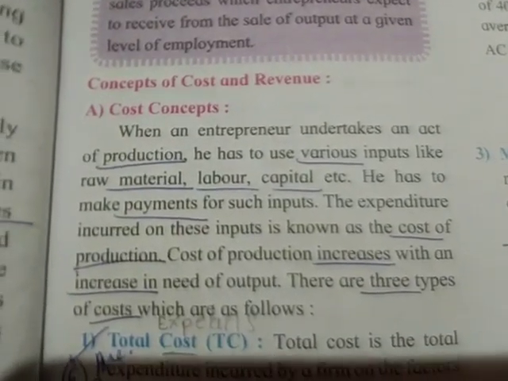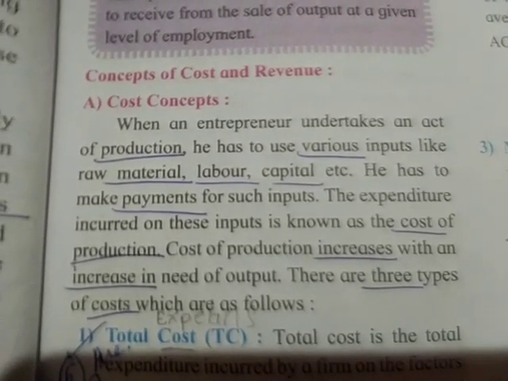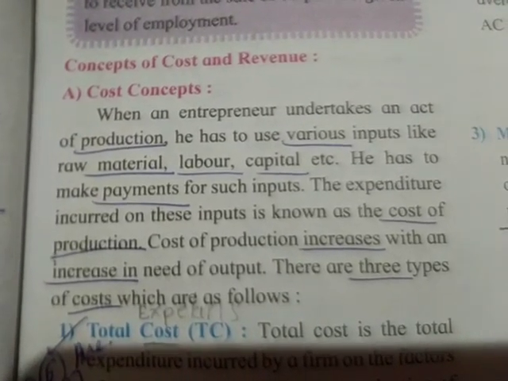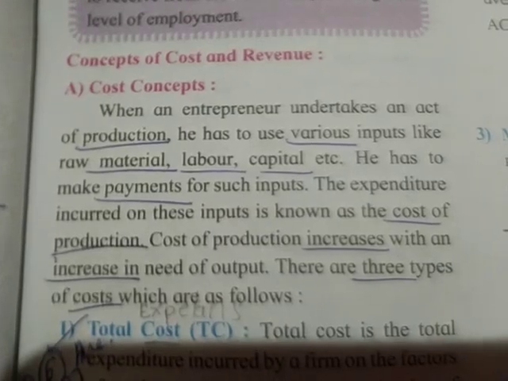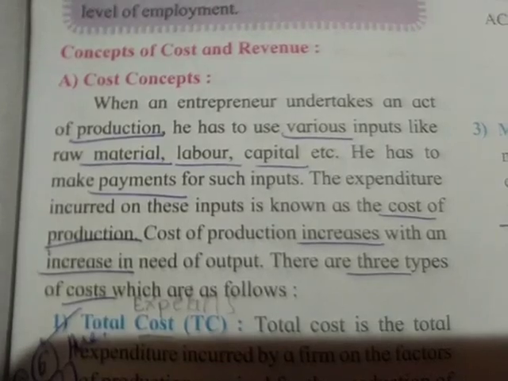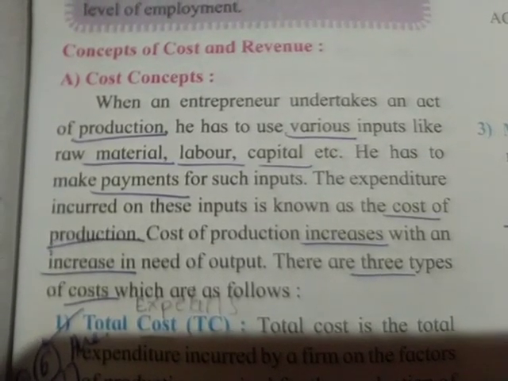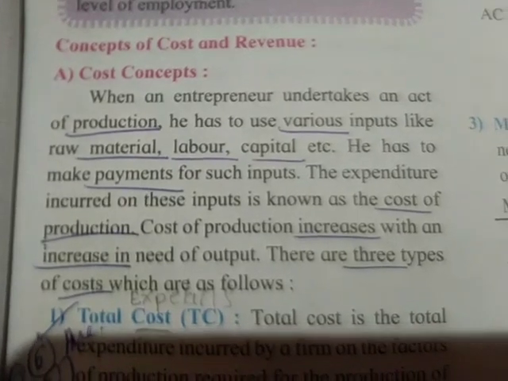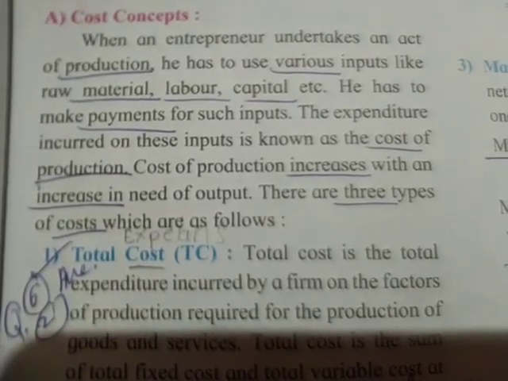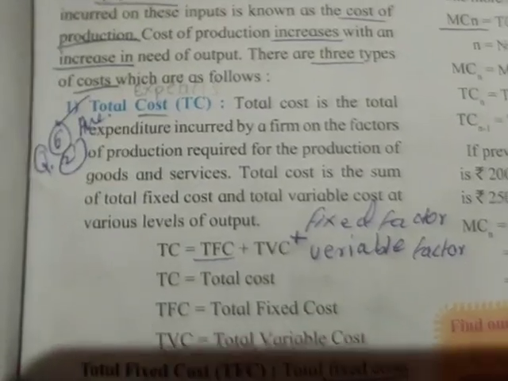Concepts of cost and revenue. A. Cost concepts. When an entrepreneur undertakes an act of production, he has to use various inputs like raw material, labor, capital, etc. He has to make payments for such inputs. The expenditure incurred on these inputs is known as the cost of production. Cost of production increases with an increase in output. There are three types of cost which are as follows.